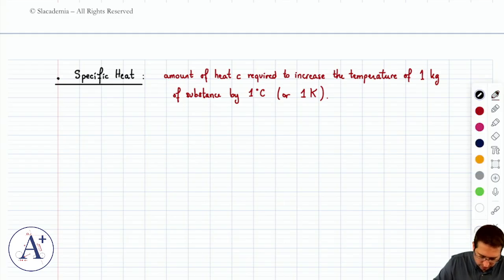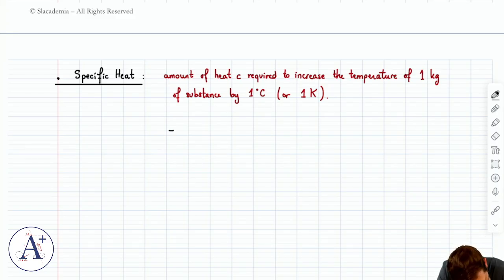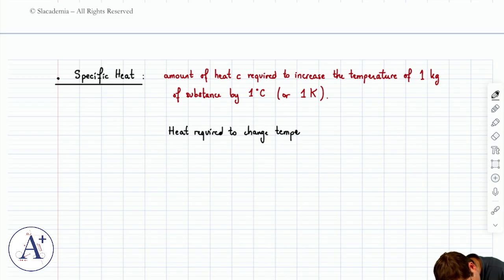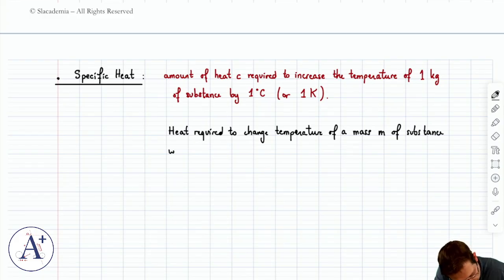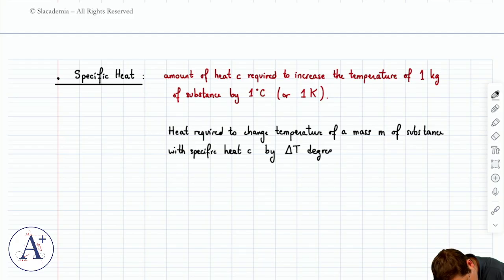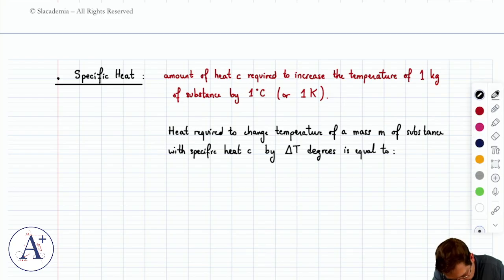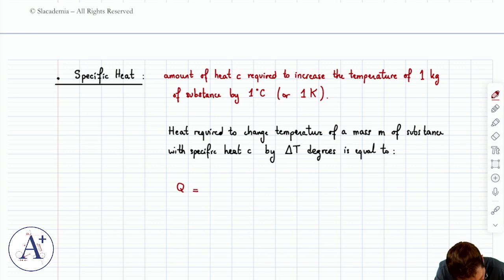Okay. And we have a formula here where we can say that the heat required to change the temperature of a mass m of substance with specific heat c by delta T degrees is equal to Q = mcΔT, or often referred to as Q is mcΔT.